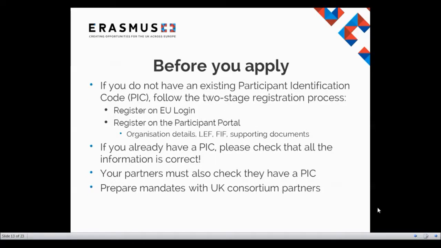So, before we take a look at the actual application form, I would like to mention a few very important pre-application steps that you should take. Once you have decided on your Key Action 1 youth project idea, you have found your partners and thought about how to address different European priorities, you will need to ensure that you have obtained a PIC number, which stands for Participant Identification Code.